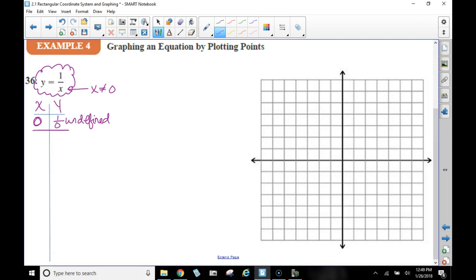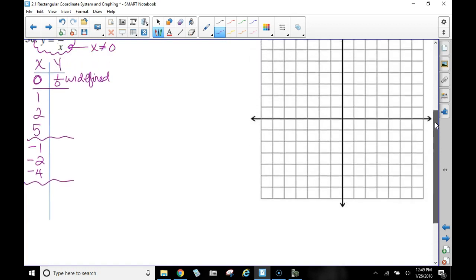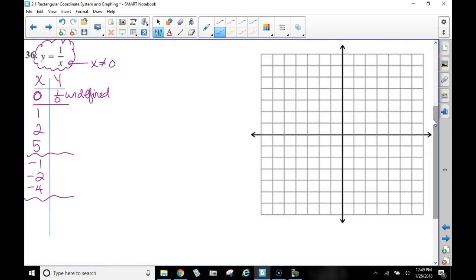But I might want to do some numbers for x that are positives and negatives. For example, what if I let x be equal to 1 and 2, and maybe I want to let x be equal to 5? I don't know. And then let's let x be equal to some negatives. How about -1, -2, and this time I feel like doing a -4. And then we're also, you'll see, going to need some more values here in just a second. All right, let me get that organized a little better. There we go. I'm going to put some more values down here.